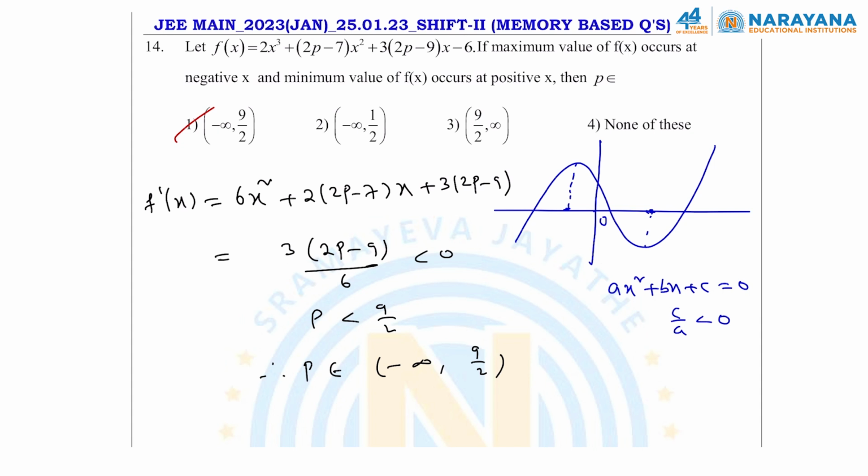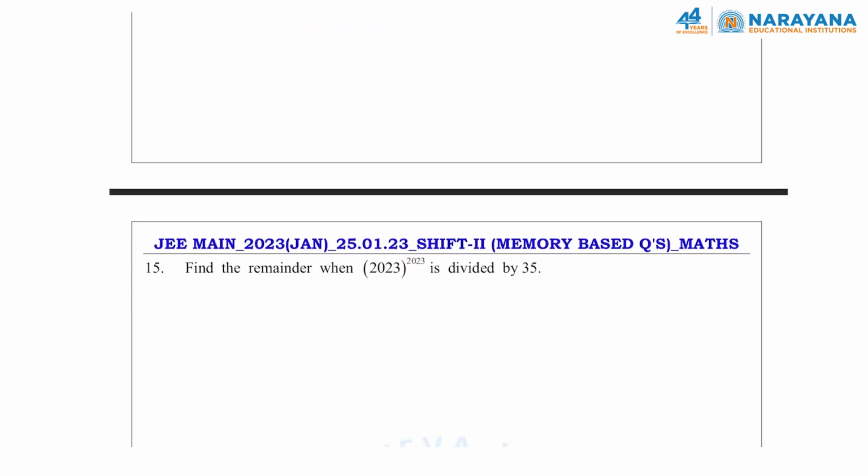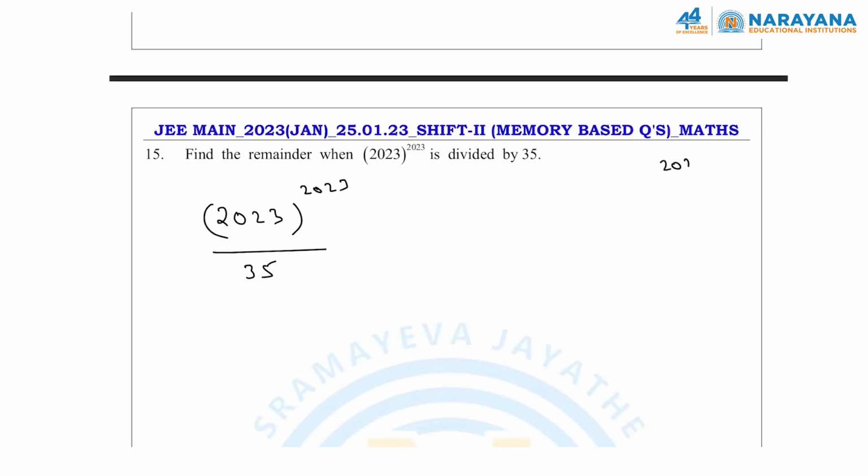Then moving to the next question. Find the remainder when 2023 power 2023 is divided by 35. So 2023 whole power 2023 divided by 35. Now if I divide this 2023 with 35, I'll get remainder as 28.